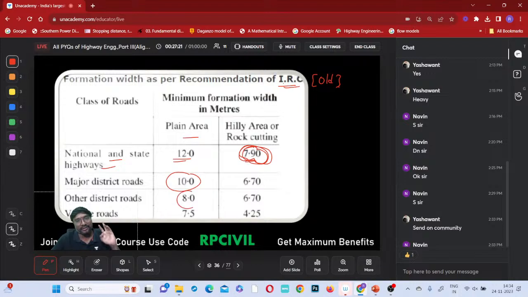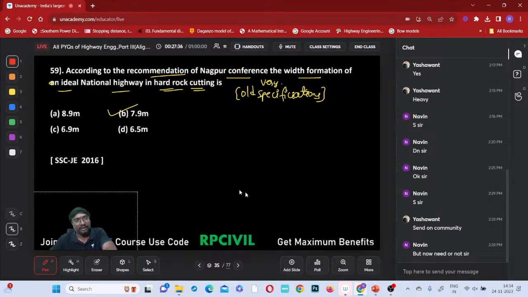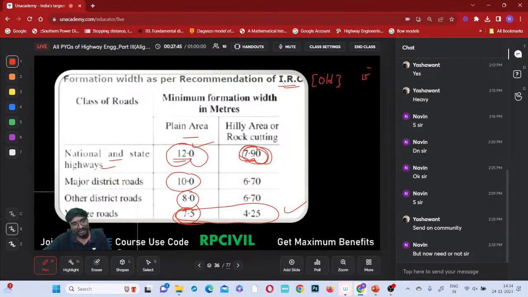Major district road also, these values are different now. Only for national highway you are having the same value. Village road, these are the same only. National highway in plain terrain it is the same, but the remaining values are all different from the new specifications. Now these are not needed, okay? These are very old specifications. I don't know why they have given like that. We are not using them, but they are giving them in the examination.